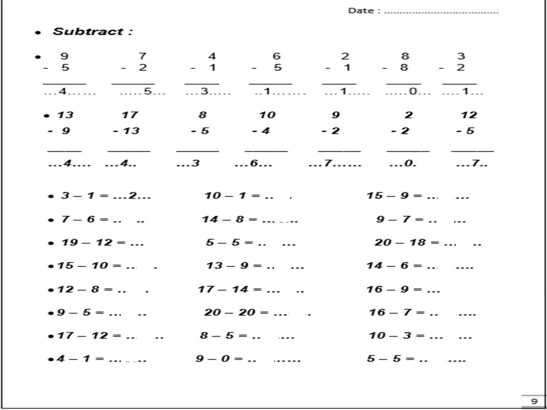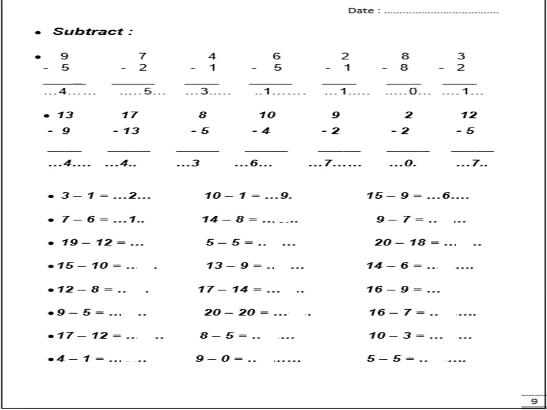10 minus 1, we count from 1 until we reach 10. So the answer will be 9. We count from 9 until we reach 15. After 9: 10, 11, 12, 13, 14, 15. So the answer will be 6. 7 minus 6, we count from 6 until we reach 7. So it will be 1.